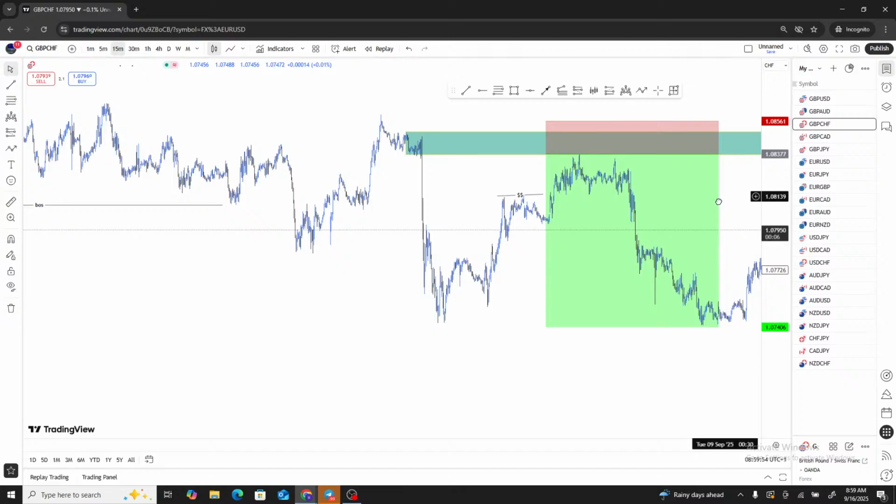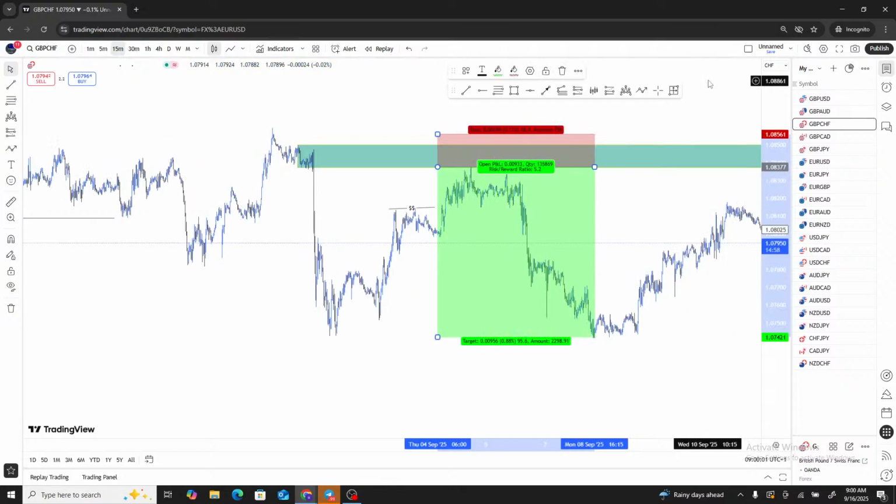Let's say 95 pip. If you were using one standard lot on this pair, that is 1.00 times 95, you'll be making $956 on only this move. On only this move.